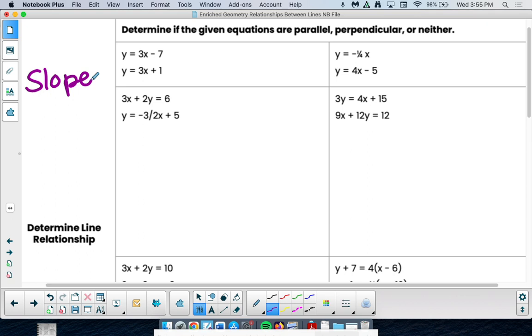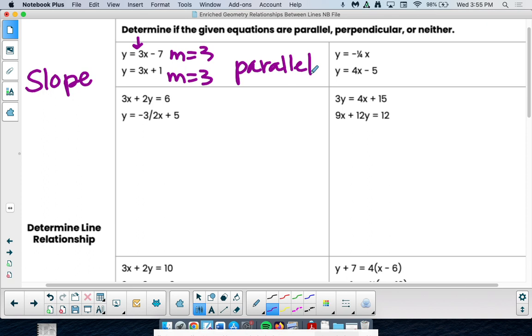So if we look here, do you guys see how y is alone? So y is alone, meaning it's in slope-intercept form, and our slope is in front of our x. So the slope of that line is 3. The slope of this line is also 3. So since our slopes are the same, hopefully you remember that means they are parallel. That one is parallel.